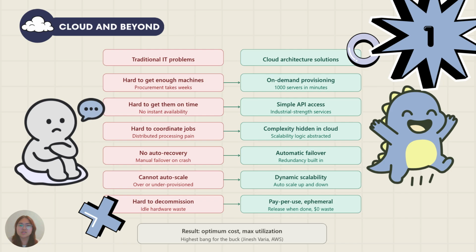Coordinating distributed jobs used to be a nightmare because you needed to write custom scripts and have manual effort. But the cloud hides the complexity. The scalability logic is abstracted away. No more manual failover when a server crashes because the cloud handles it automatically, and no more being stuck with over or under provisioned capacity because you can scale dynamically.